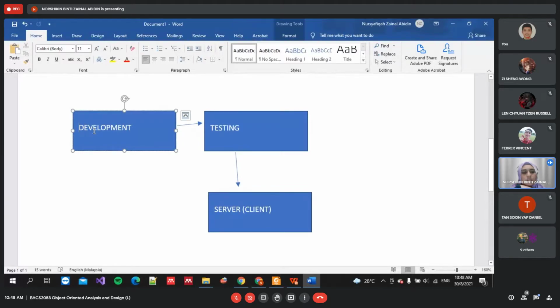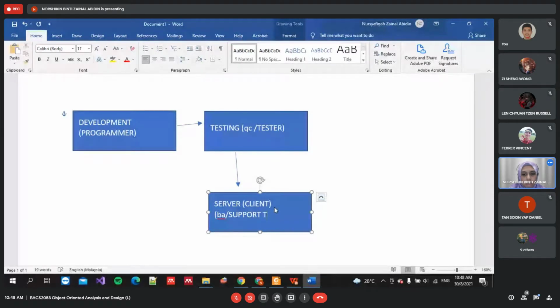Okay. This one is the development where we do our coding, where we write our coding. Okay. This one is programmer, us, software engineer or QC or this one can be a VA, support team. Okay, sorry for my bad diagram.